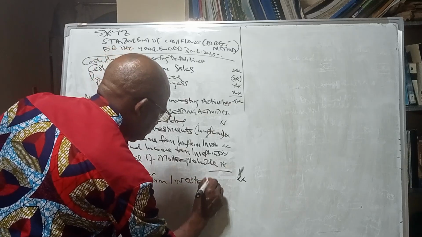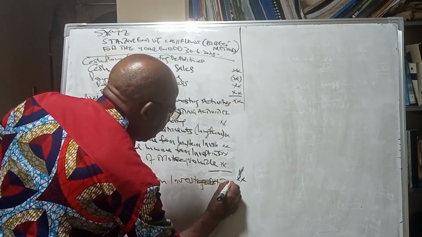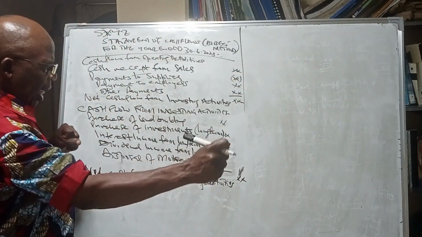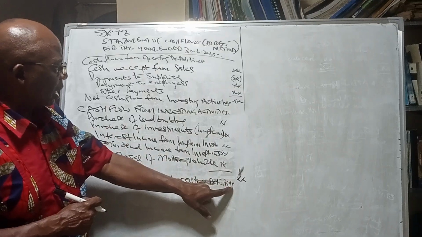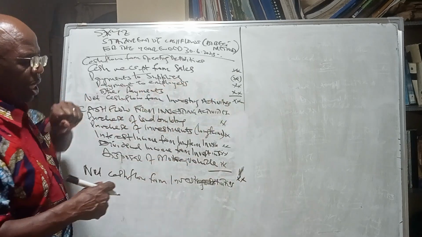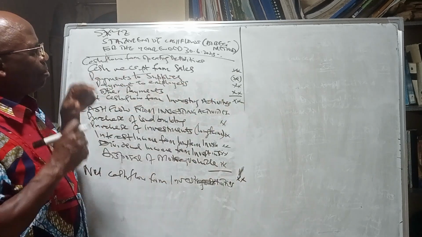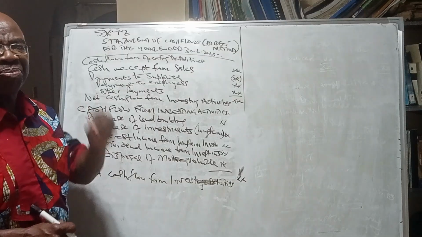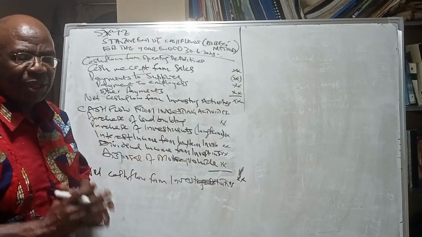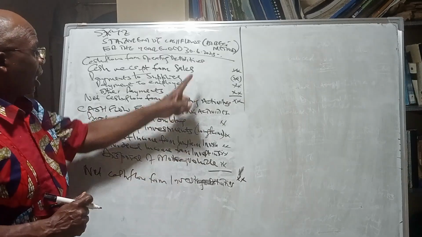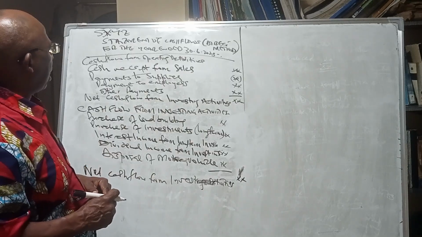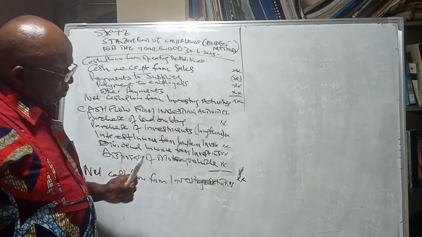Investing activities. What are we saying? The money in from the non-current assets minus the money out. What is the balance? We get the balance here. Under operating activities, money in minus money out. What are operating activities? The principal revenue generating activities. Anything that relates to the principal revenue generating activities is the cash flow from operating activities.